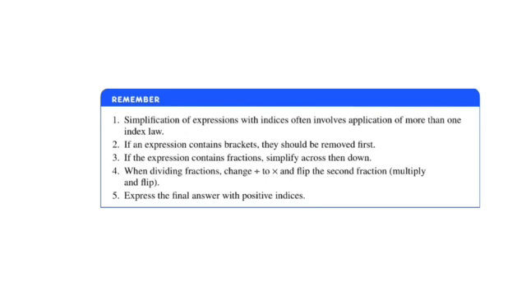And then point 4 says when dividing fractions, we change the division to multiplication. Yes, that's very important. And then we flip the second fraction by multiplying instead of dividing. That's right. And we saw that in that last example, didn't we, guys? Yes. And then point 5 says express the final answer with positive indices. And we're laughing very, very loudly and patting ourselves on the back.